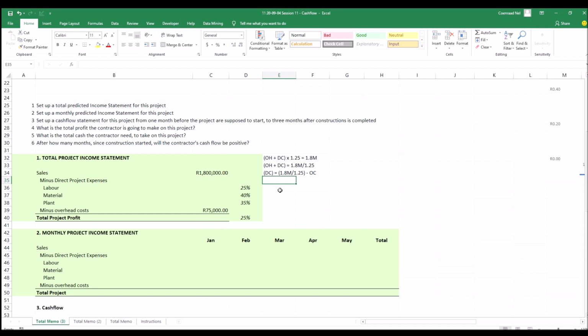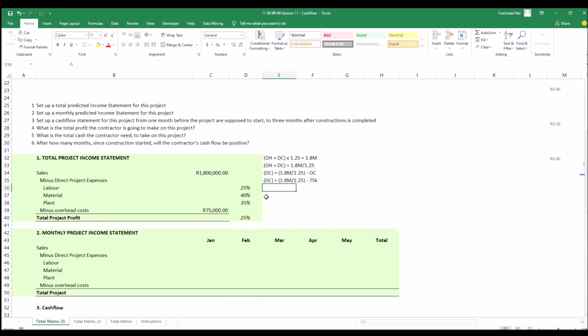So to work out my direct costs, I'm going to do that. Remember, I do have my overhead costs, so that's the part of the cost that I actually know. If you then simplify this more, you can put that 75k in there, and now everything's known on that side. So let's do that quickly.